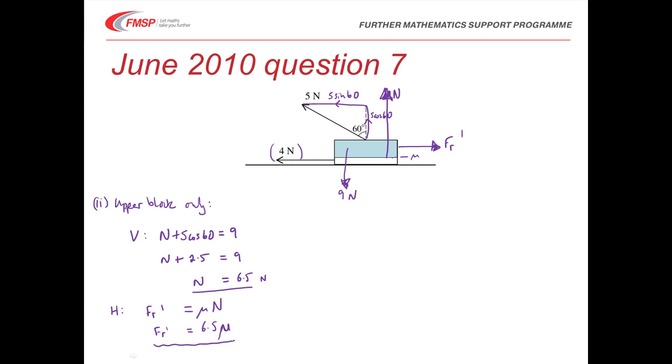So let's use that in my equating coefficients. And I think perhaps it's misleading writing H there. Let's write it again here. Horizontally, what have I got? Since it's in limiting equilibrium, I have the friction to the right, which takes its maximal value, is equal to the only force to the left, which is 5 sin 60.